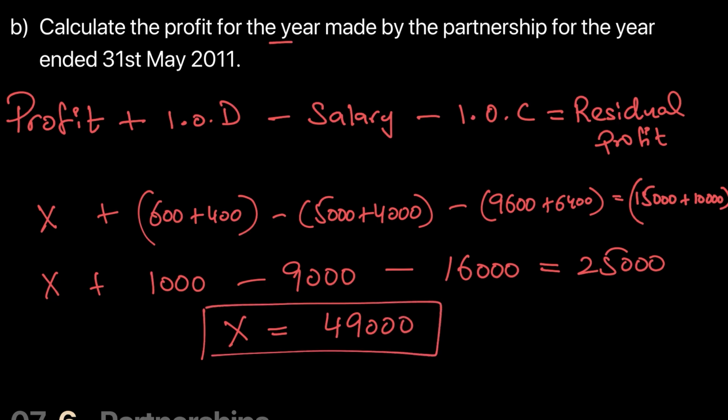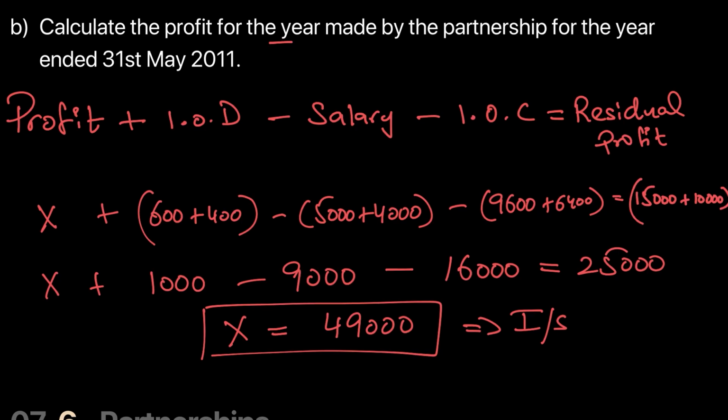So this figure comes from your income statement. Your profit for the year was 49,000, on which you got an interest of 1,000 that was given by partners as interest on drawings. You had to pay 9,000 salary out of it. You had to pay 16,000 as interest on capital. So 25,000 was left, which was distributed as 15,000 and 10,000 between Henry and Robin.